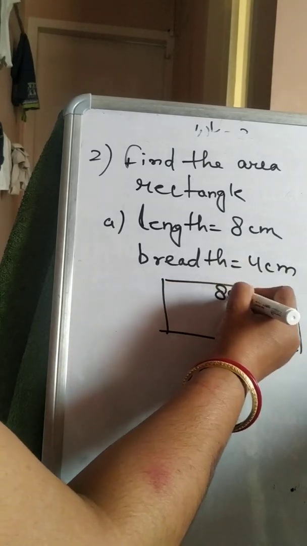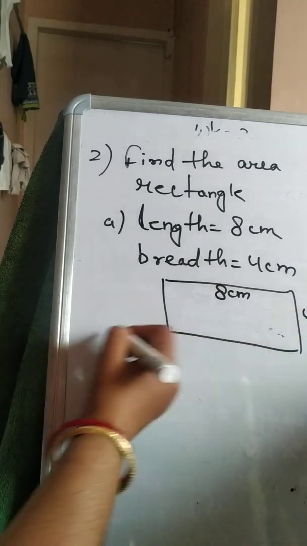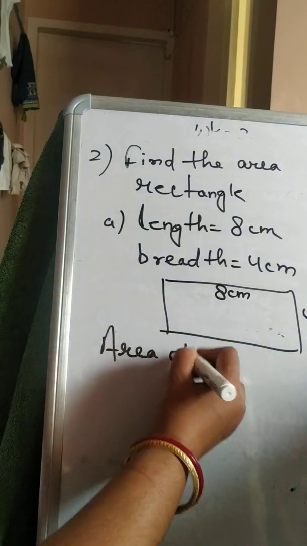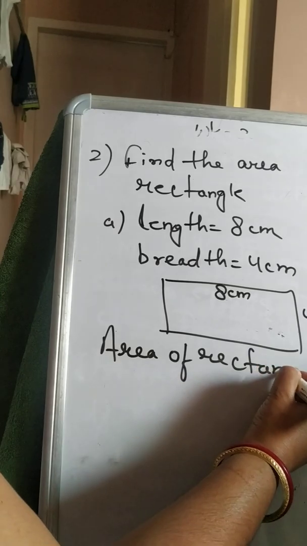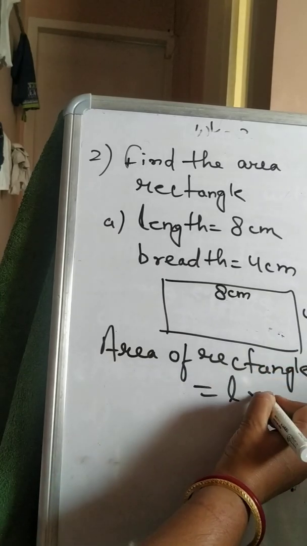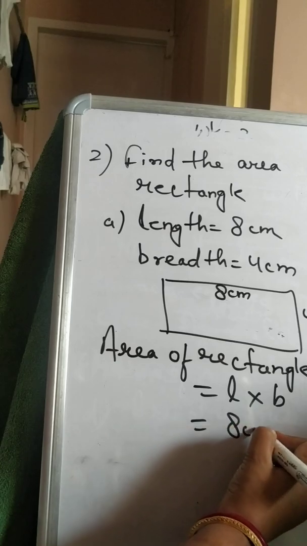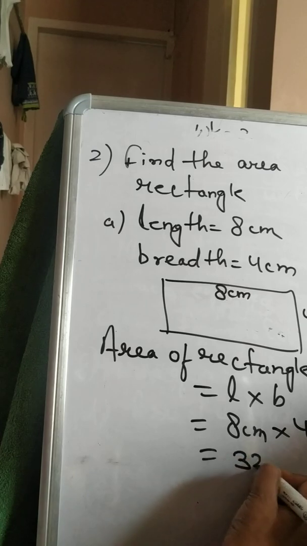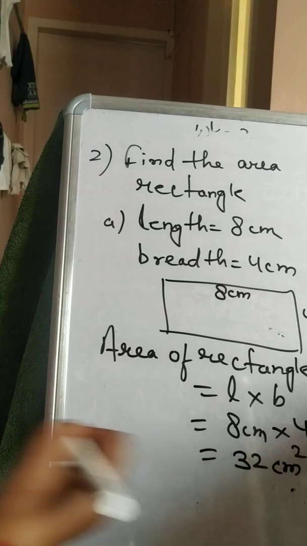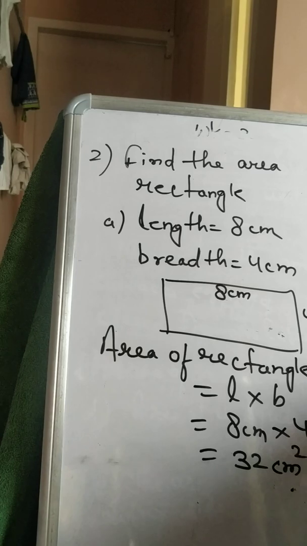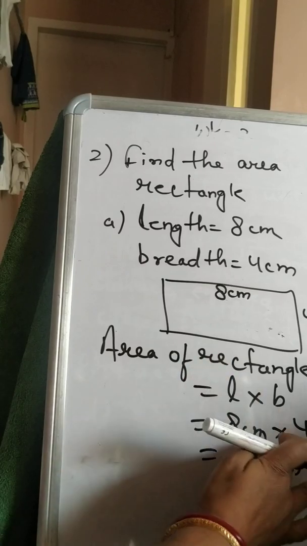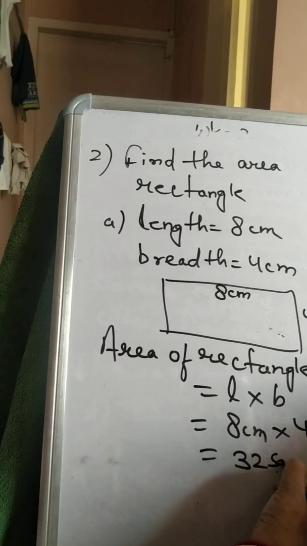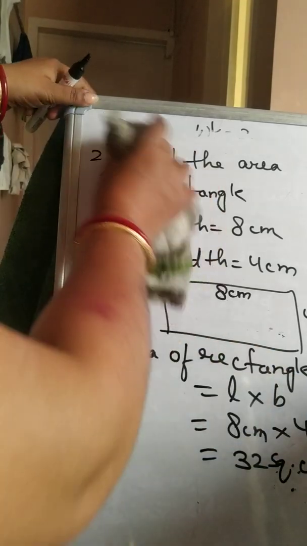Here length is 8 centimeter, breadth is 4 centimeter. So area of rectangle is equal to length into breadth. So here length is 8 centimeter into breadth is 4 centimeter. So it is 8 fours are 32 centimeter square. Okay. So here you see that the unit of area is always square. You can write it also as square centimeter. Similarly you have to do question number 2.